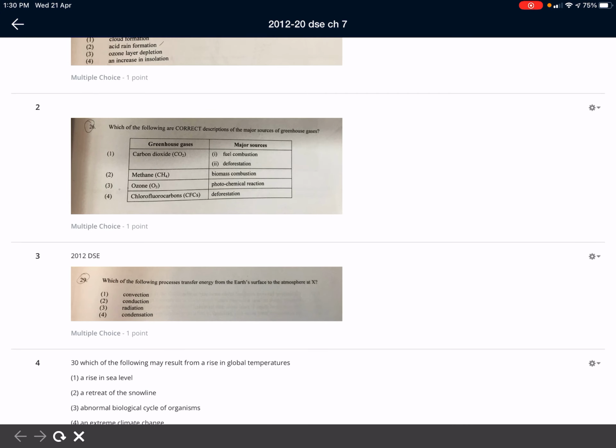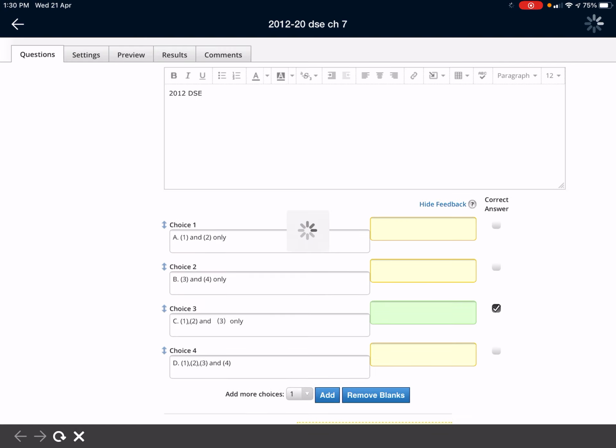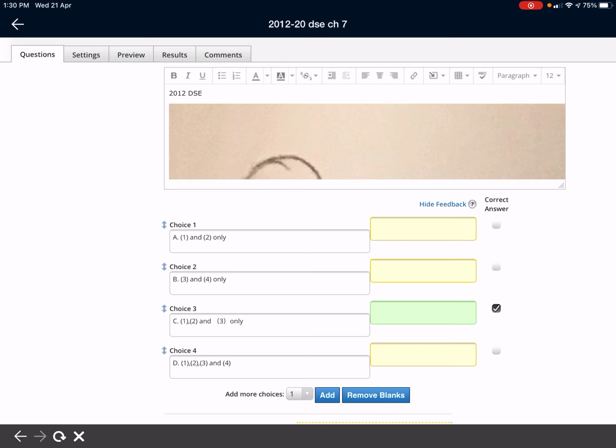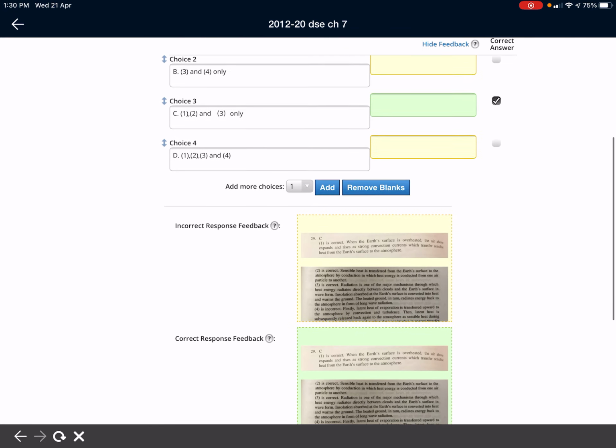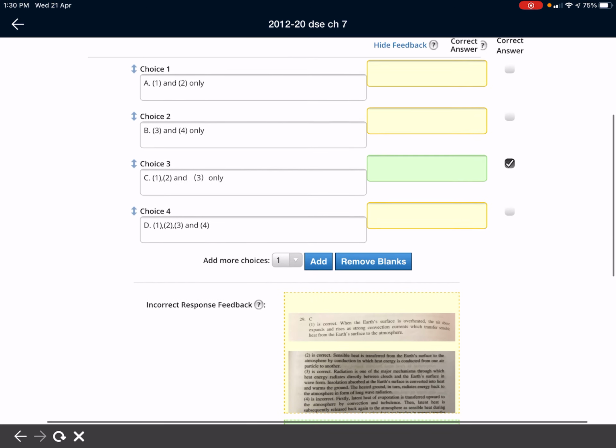Okay, the next one is from 2012 DSE: which of the following processes are transferring energy from the Earth's surface to the atmosphere at X? But where is X? It doesn't have the X indeed. Okay, but anyway, I will make it up later. But from here actually you can find out.